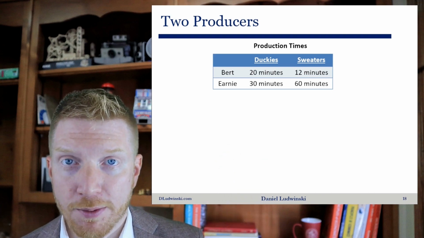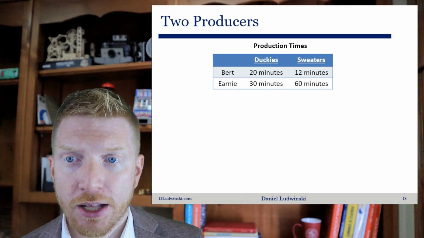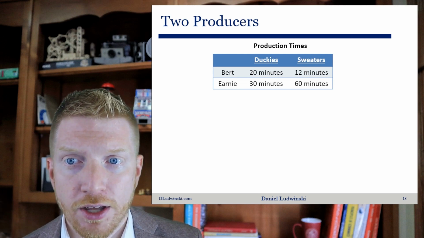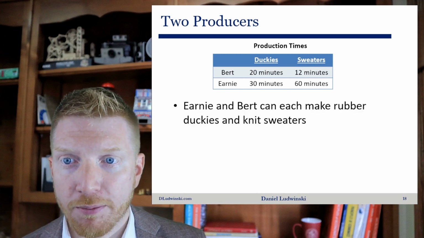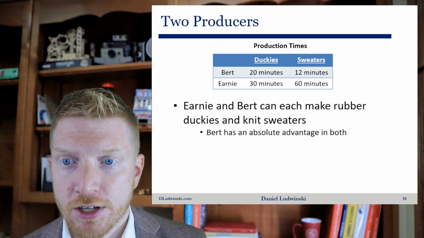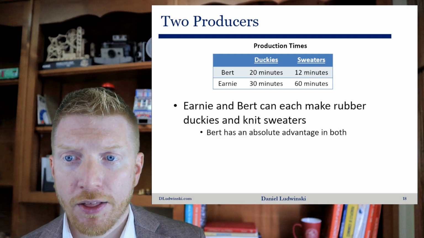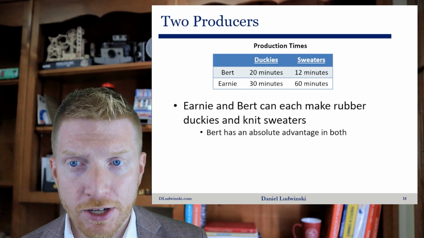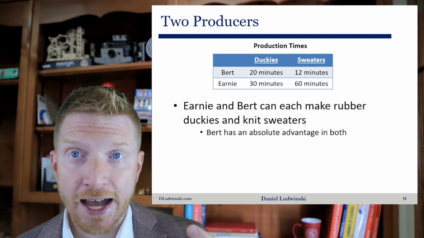And our production times, one of the three ways that we talked about representing production, are going to be: Bert can make a rubber ducky in 20 minutes. It takes Ernie 30 minutes. In terms of sweaters, Bert can make a sweater in 12 minutes, and it takes Ernie 60 minutes. So we can see from what we have introduced before that Bert has what's known as an absolute advantage in both ducky production and sweater production, meaning that he can produce them faster.